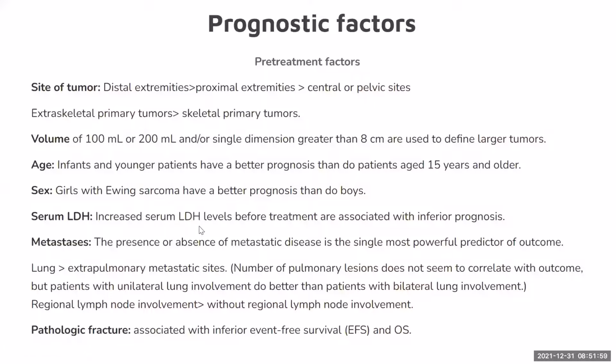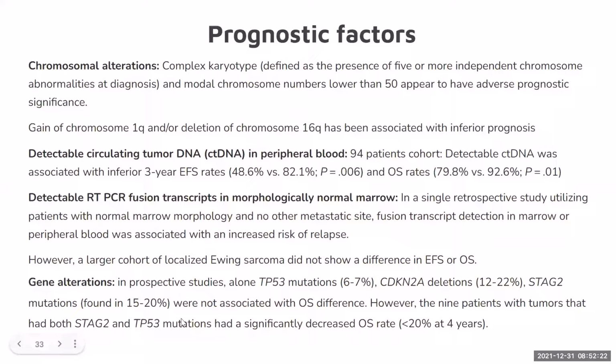Those with increased LDH have an inferior prognosis because of the higher tumor burden. Those who have metastasis at baseline do worse compared to non-metastatic tumors. In metastasis also, those who have lung metastasis do better than the extrapulmonary metastatic sites, even compared to those who have no regional lymph nodes. Those who have an associated pathological fracture do worse compared to those with no pathological fracture.